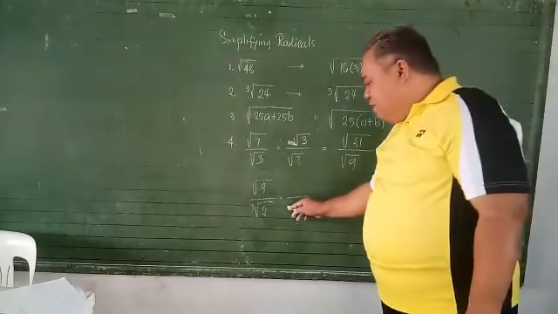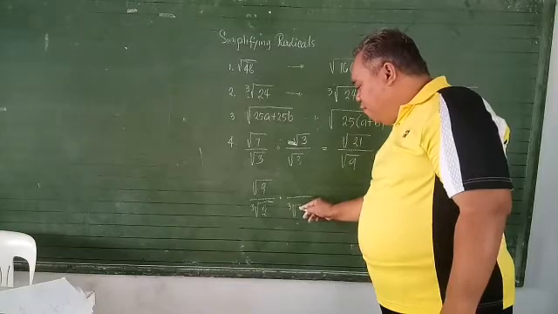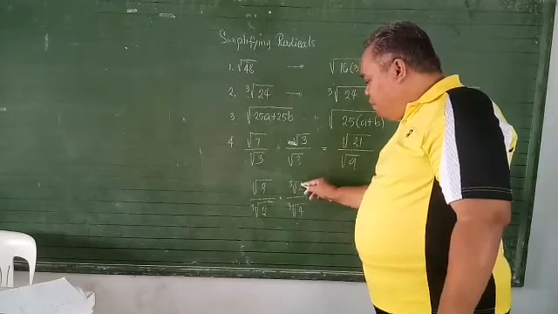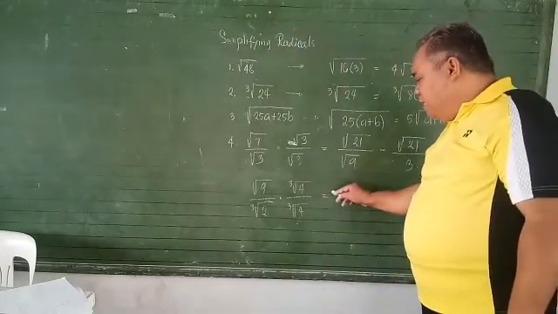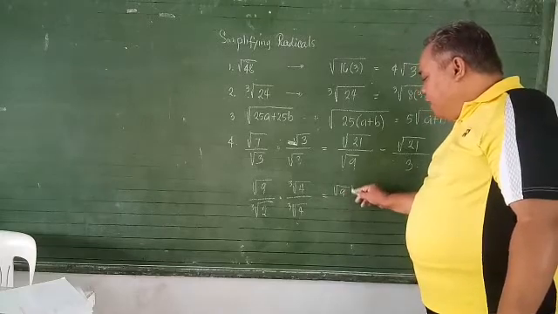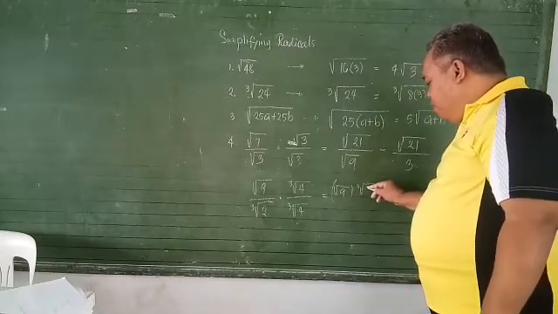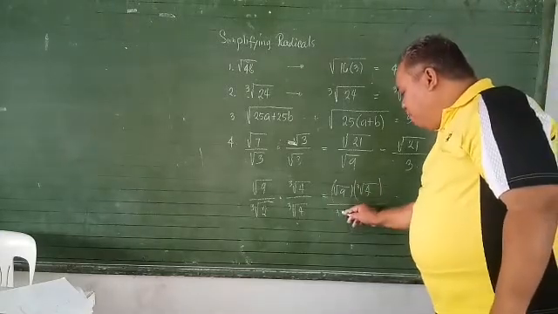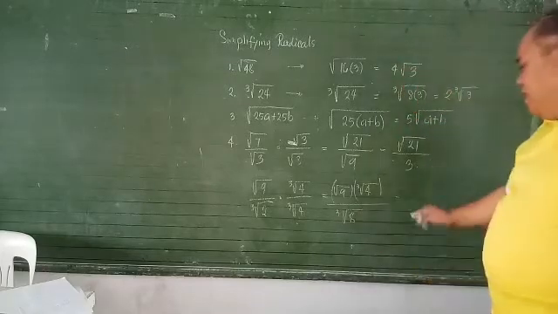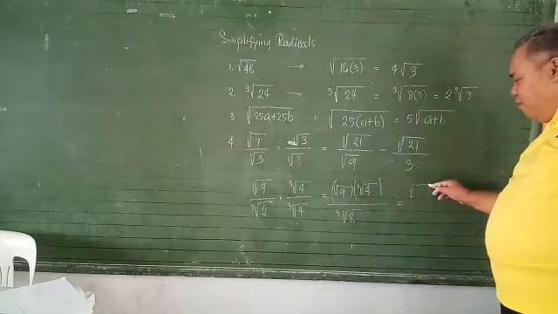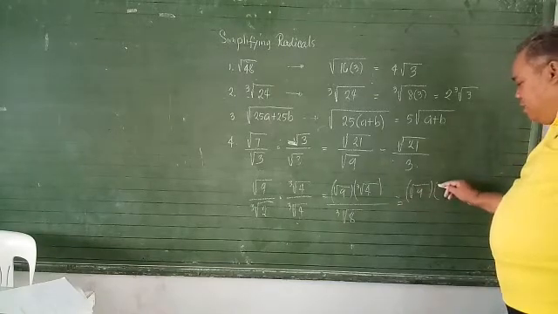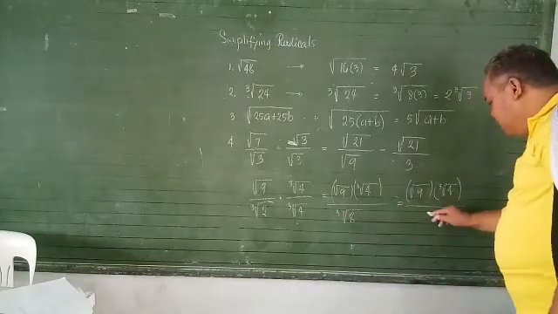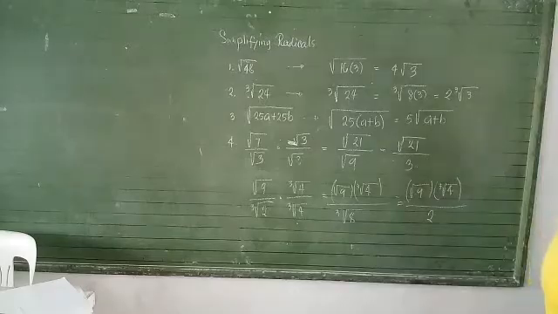Pwede yan is cube root of 4. And then multiply mo sa taas ng cube root of 4. Diba? So this could be square root of 9 times cube root of 4. Yan. And sa ilalim yan is what we call cube root of 8. And this could be square root of 9 times cube root of 4 over cube root of 8, which is 2. And that is the simplified form.